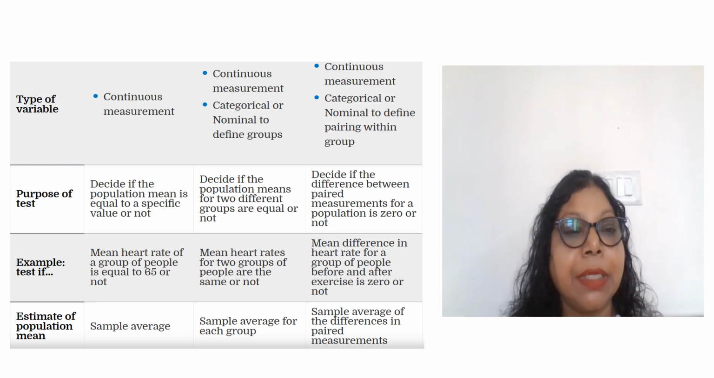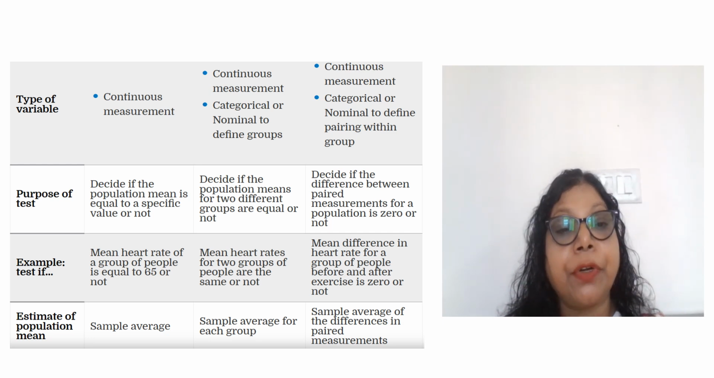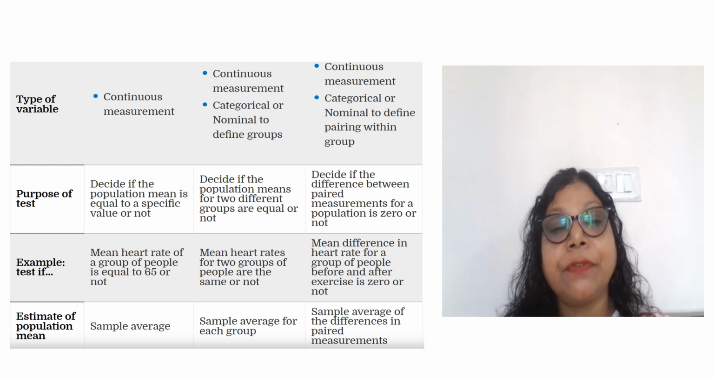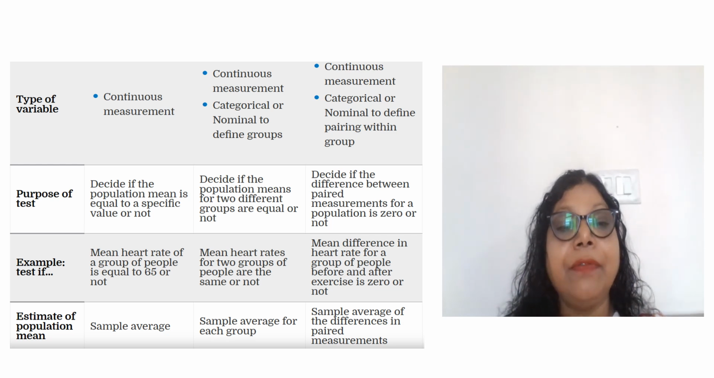What is the purpose? If we want to decide if the population mean is equal to a specific value or not, we will use one sample t-test. If we want to decide if the population means for two different groups are equal or not, we will use two sample t-test. And if we want to decide if the difference between the paired measurements for a population is 0 or not, we can use the paired t-test.